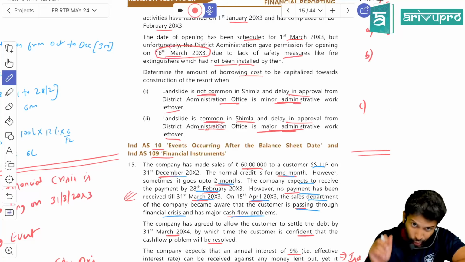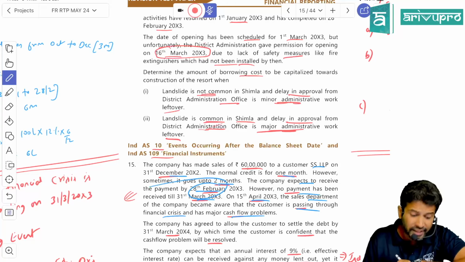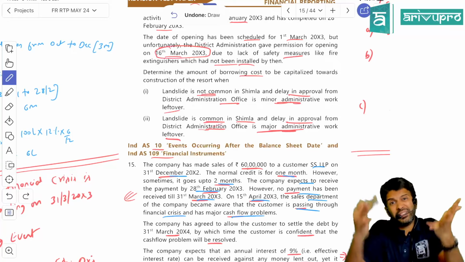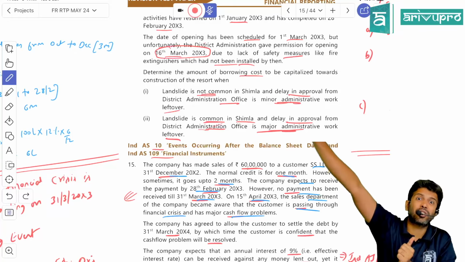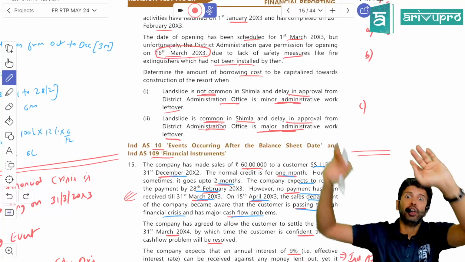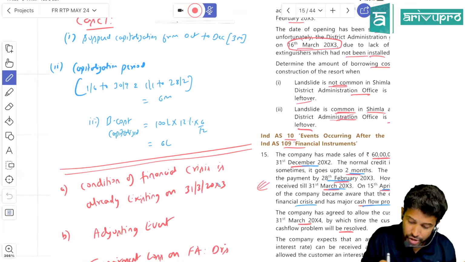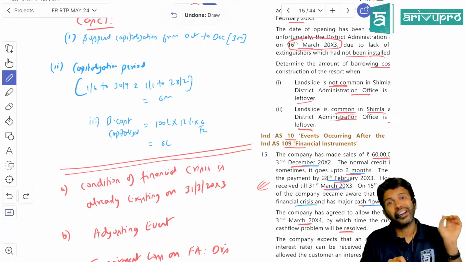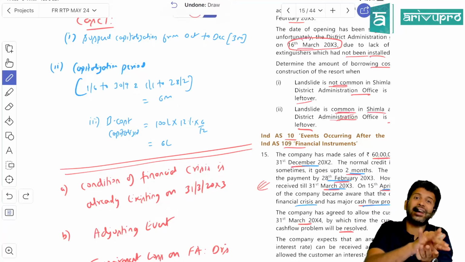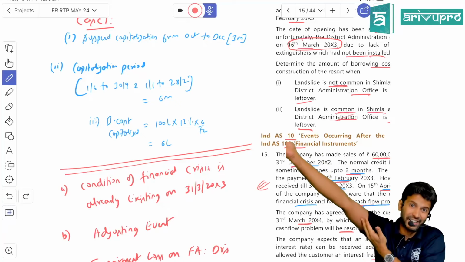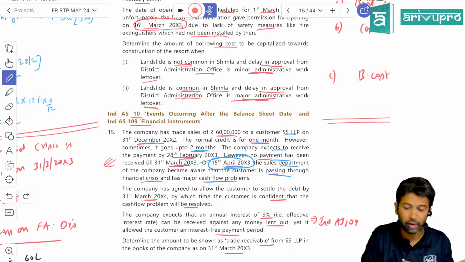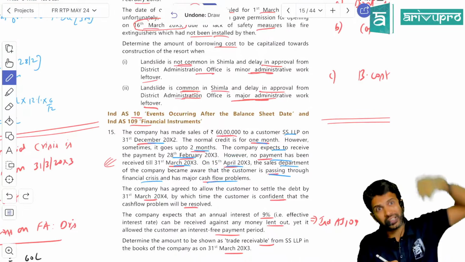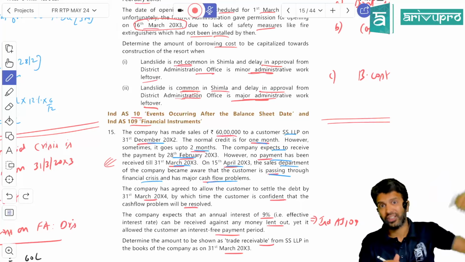So now, on 28th February only, we had to receive the payment. We did not receive it. That means what? We did not receive because the customer is already facing some financial crisis. So on 31st March or before, this financial crisis was already existing. We got to know about it later. Don't say it is a non-existing event. Our sales department got to know about it on 15th April, but the customer was already going through financial crisis.